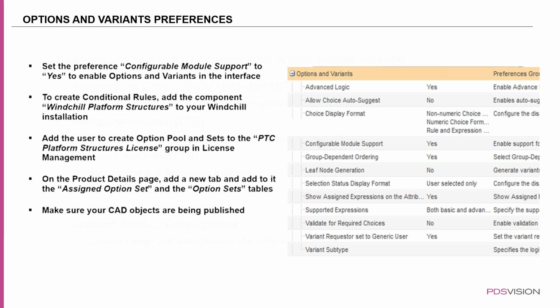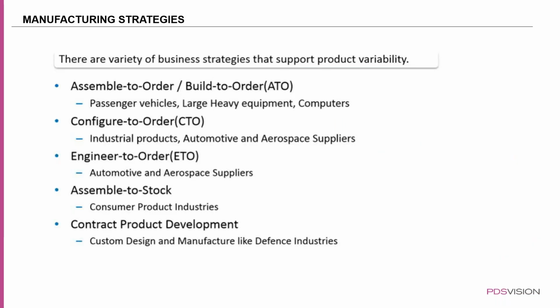Options and variants supports all these manufacturing strategies. The one that we would be focusing on today is being able to configure your product to order. So the customer comes in and lays out the requirements, and you go into Windchill's options and variants and configure the product variation based on that information.